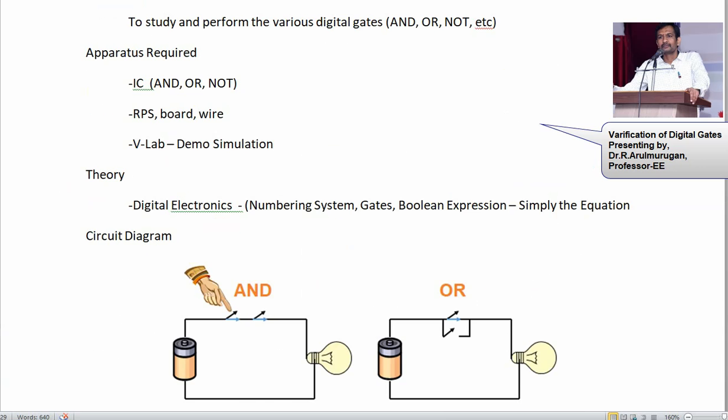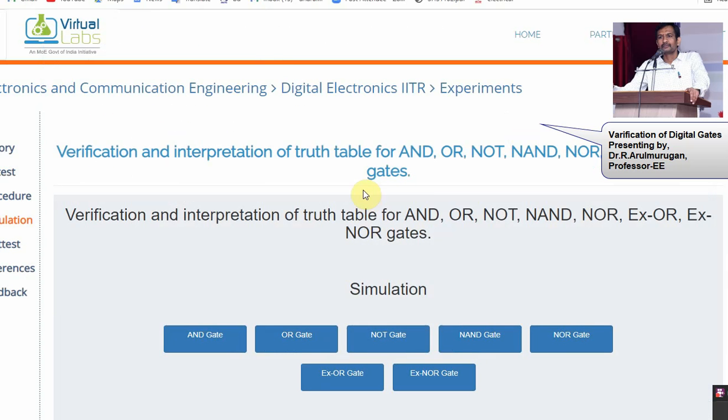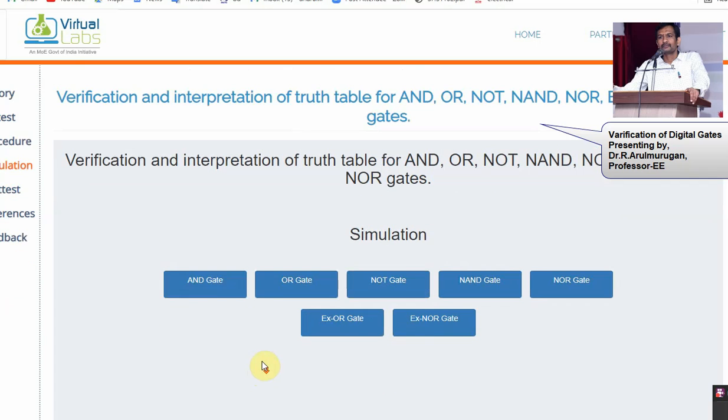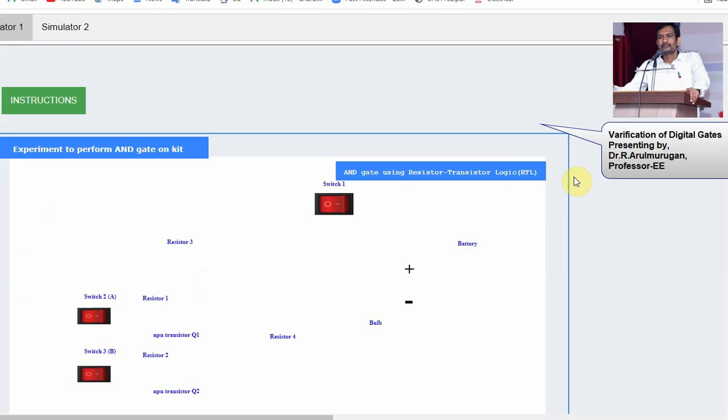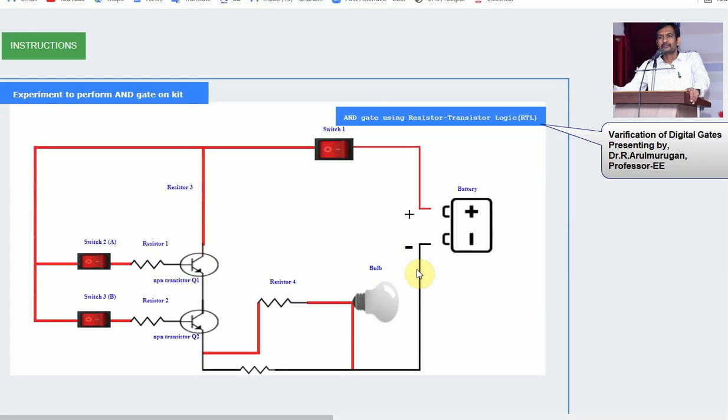So let's go with the simulations. VLab is offering this for you. These are the gates available: AND gate, OR gate, NOT gate, NAND gate, NOR gate, XOR gate, XNOR gate. So it is going to classify them. First we go with the AND gate.